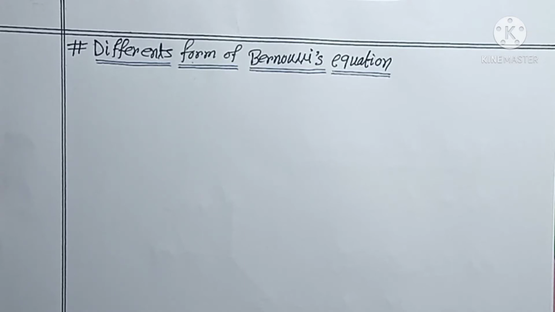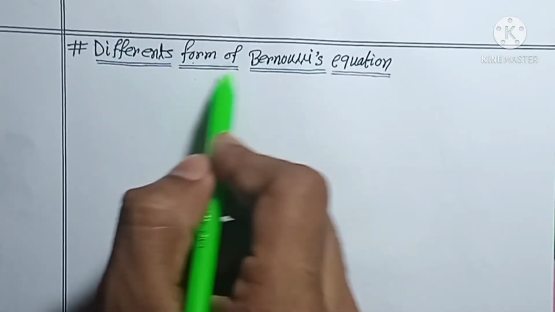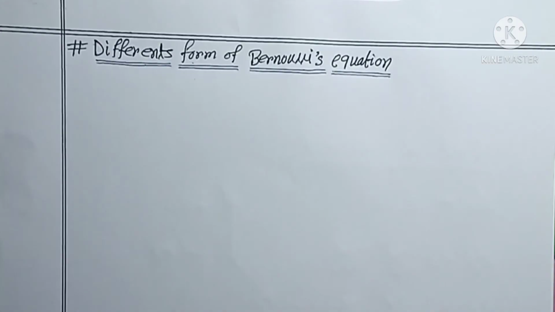Today, I take as my topic different forms of Bernoulli's equation. Most of the students are well known about a single form of Bernoulli's equation, which is in terms of head. Today I will show a total of three forms of Bernoulli's equation. So let's go to the point of discussion without wasting time.